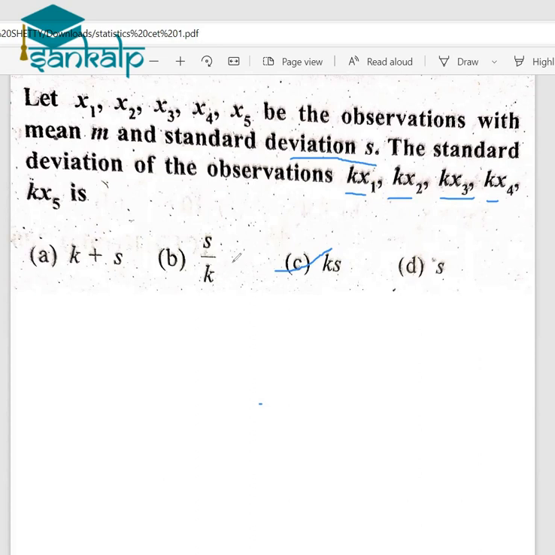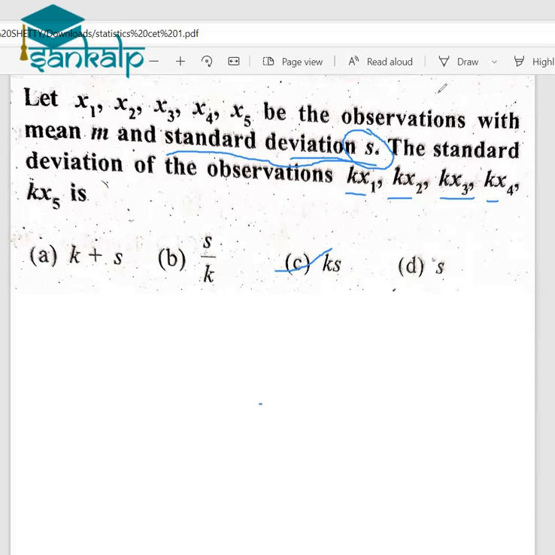So when there is addition or subtraction, there is no change in the standard deviation value. But when there is multiplication, then the standard deviation value will get multiplied by k. So option C is the right option.